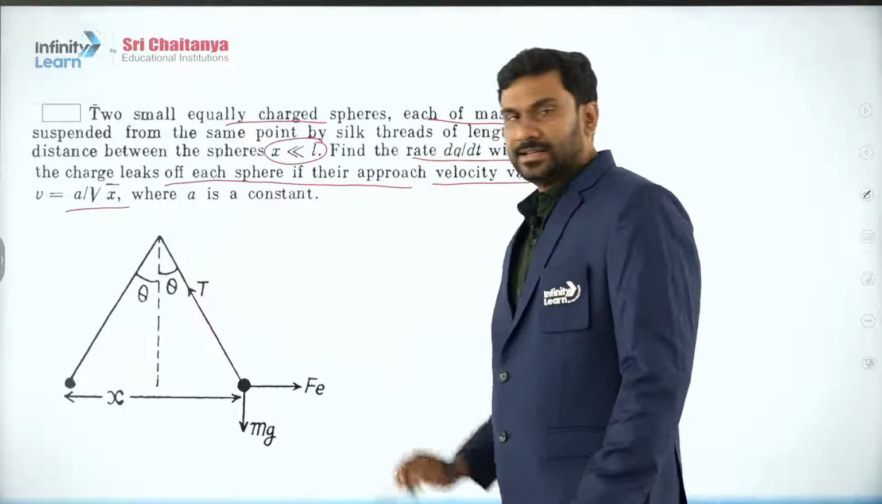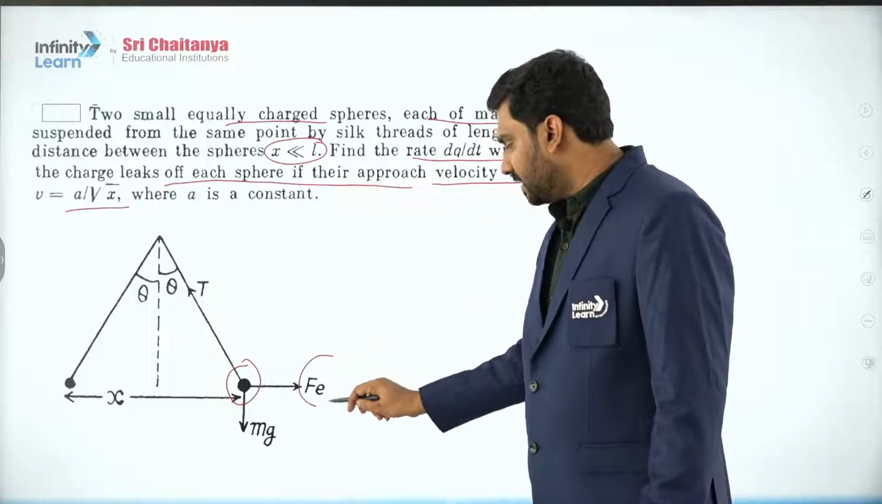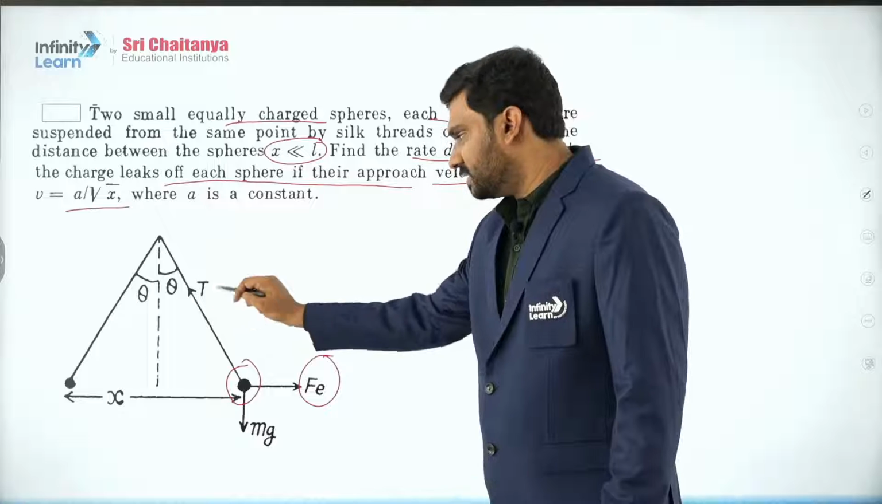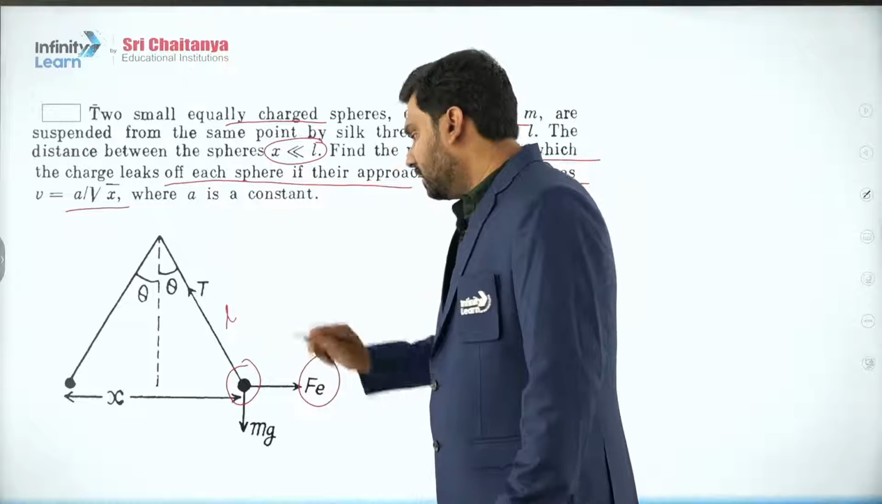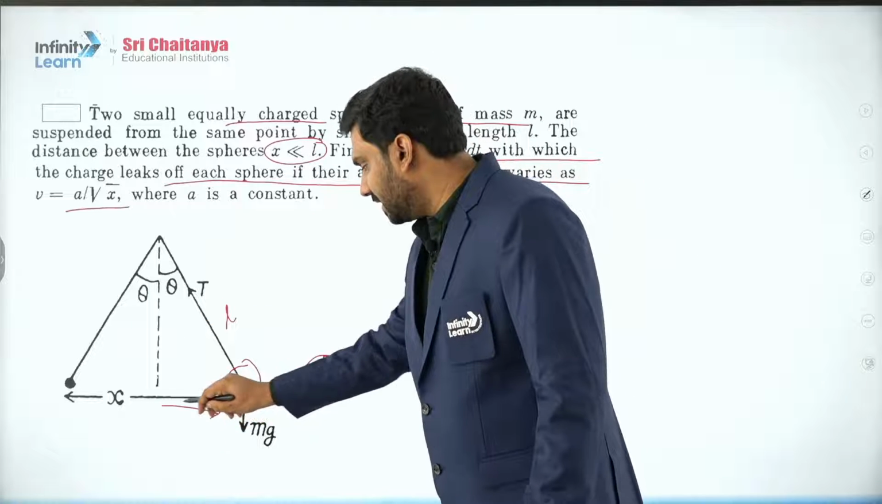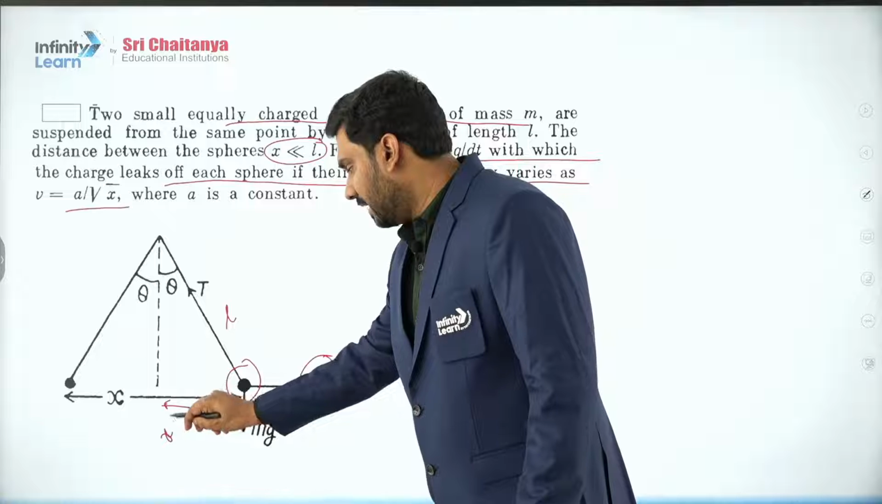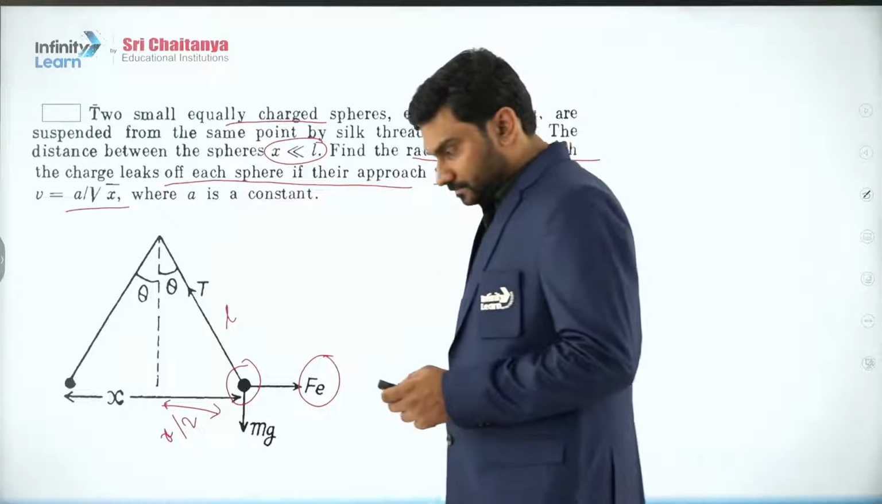Two silk threads are there. We are focusing on only one charged ball here. For that, forces are given. This is Fe, this is mg, and this is tension T. So immediately what I am going to do, this is L, right? And the total distance is x. So half of the distance, I can write simply x by 2. Alright, I will see the calculation.